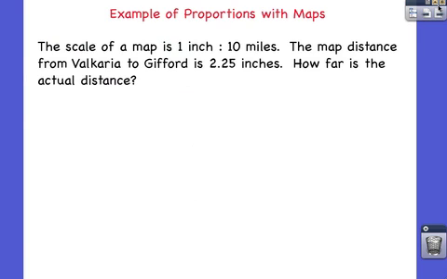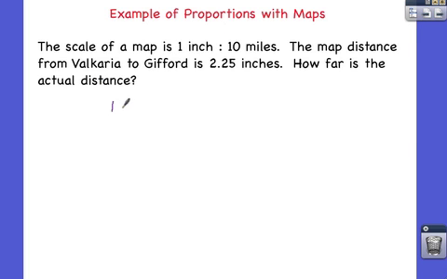And finally, an example of proportions with maps. The scale of a map is 1 inch to 10 miles, which means that when two cities are an inch apart on a map, then in real life they're really 10 miles apart. The map distance from Valkaria to Gifford is 2.25 inches. How far is the actual distance?